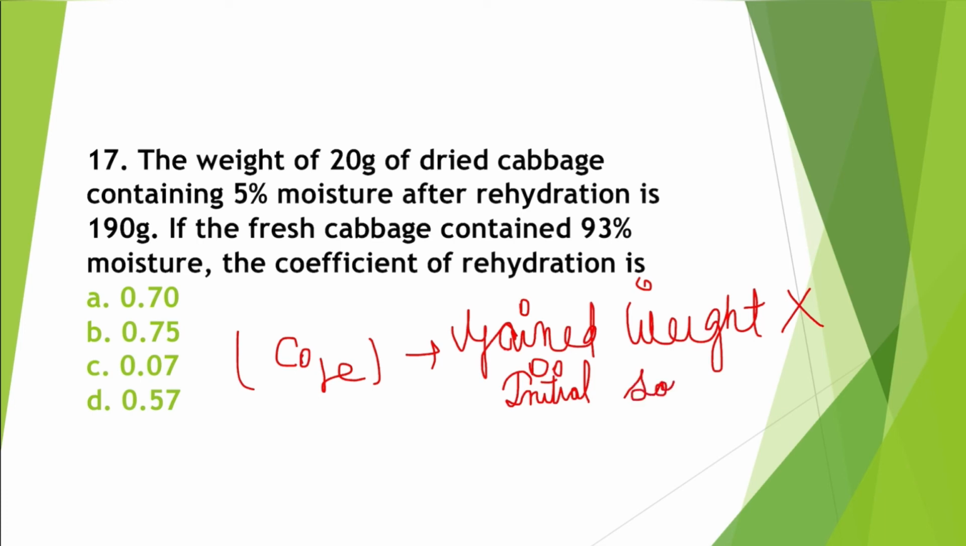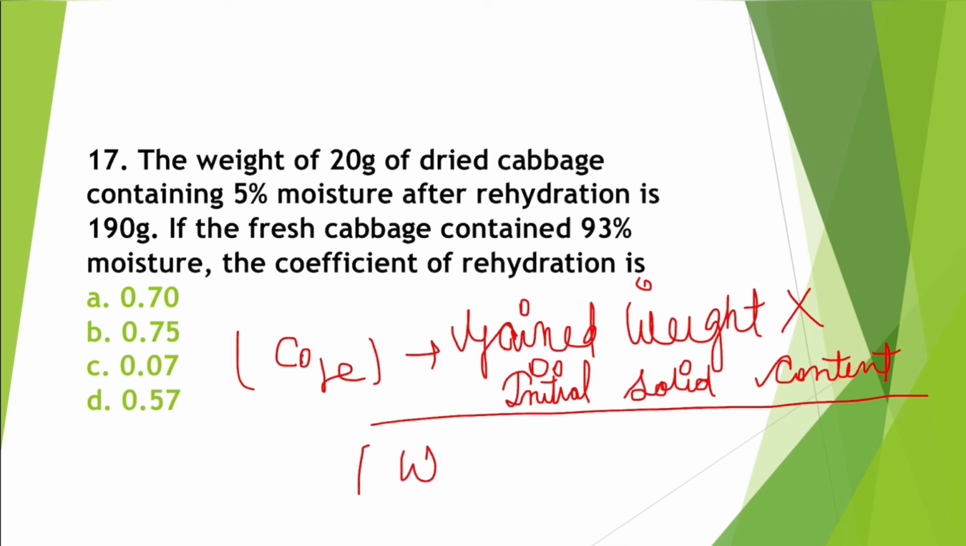Initial solid content divided by weight of sample taken for rehydration minus moisture content in sample, into 100. Weight of sample minus moisture content in sample, into 100.